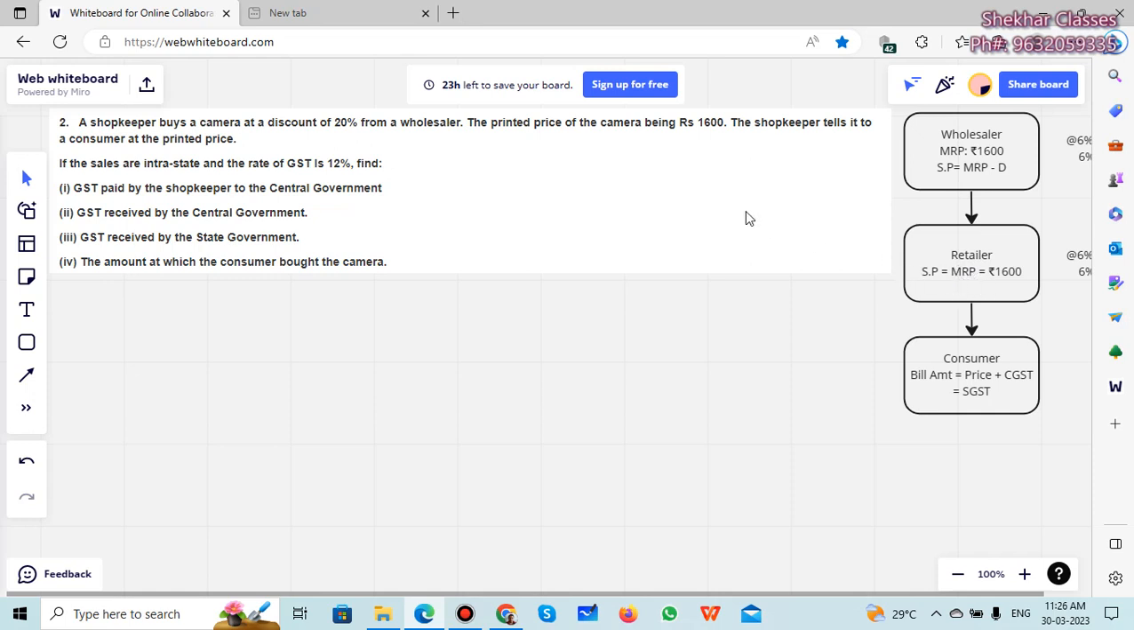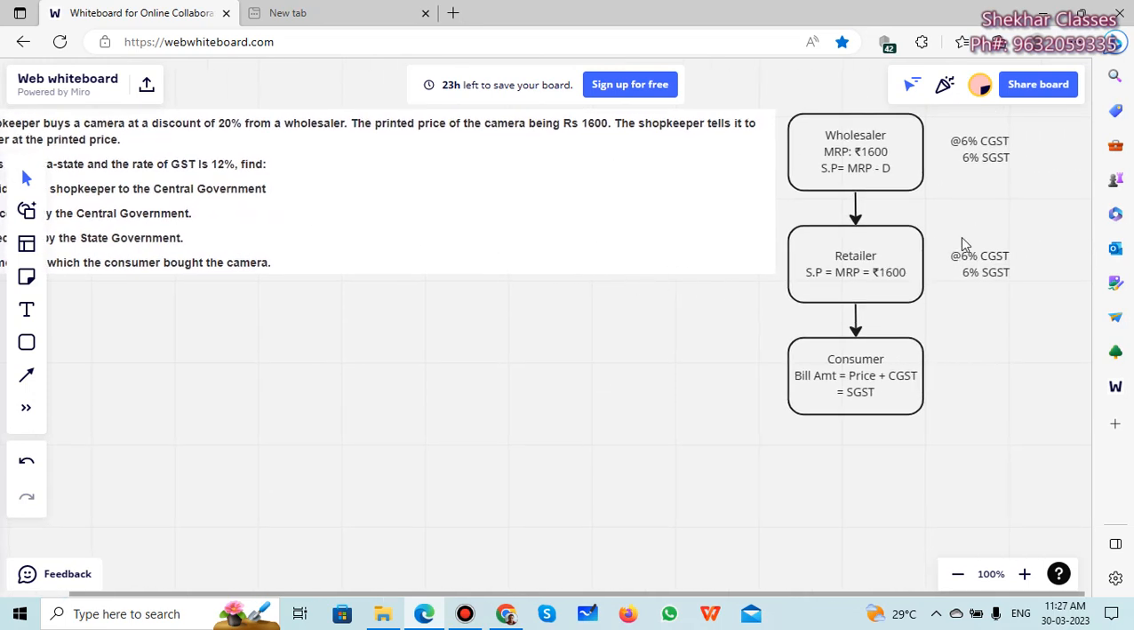Now what he does, he sells the same camera at the mark price only, the same price which is printed on it. So the consumer, he will buy it for what price? 1600 only. But he has not offered any discount, so there's no discount. But he will have to pay the tax also. Who? The consumer will have to pay the tax, right, to the retailer. And what is that? 6% CGST and 6% SGST, because it is within the state. Intra-state means within the state.